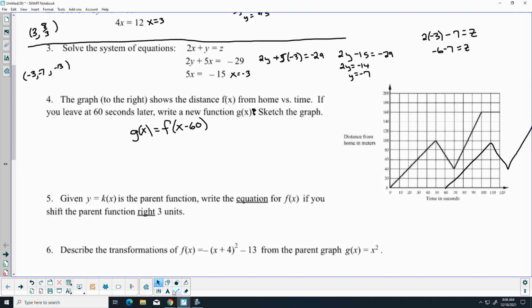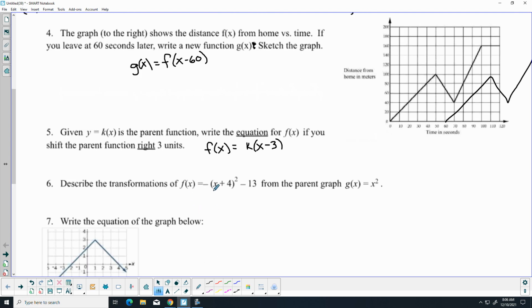All right, number 5. Given y equals k of x is the parent function, write the equation for f of x if you shift the parent function right 3 units. So I'm going to do that right. I'm going to take the original function, and since it's going right or left, it's paired with the x in the grouping, and right is a minus.